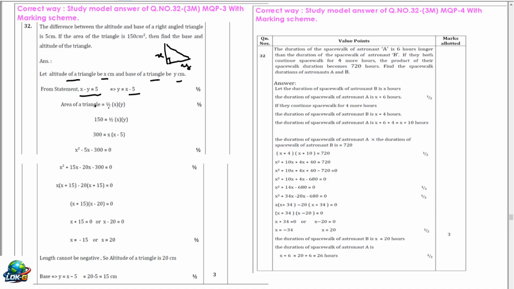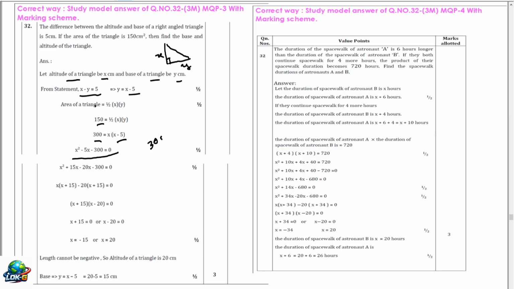Area of the triangle is given by 1 by 2 base into height. Base into height is x into y. 1 by 2 xy. Take 2 to the left. Area is given as 150. 2 to the left, you get 150. 2s are 300 is equal to x into x minus 5. And reduce it into the standard form. x into x minus 5 is x square minus 5x. Take 300 to the right. You will get x square minus 5x minus 300.